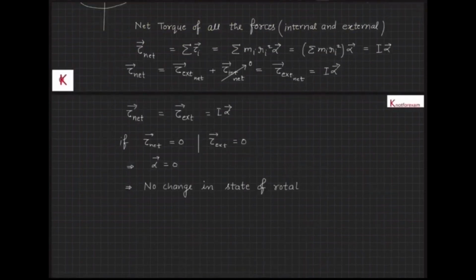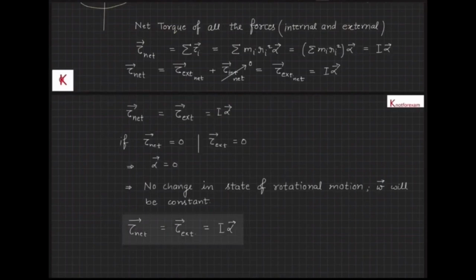You can see that this result, τ net equals I α vector, is analogous to Newton's second law for translation motion. Let's apply this relation in the following examples.